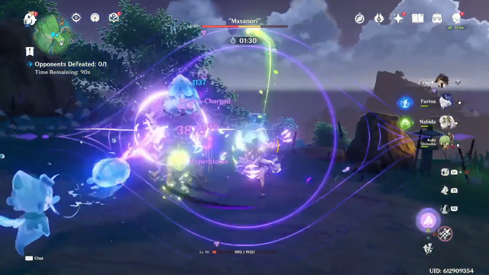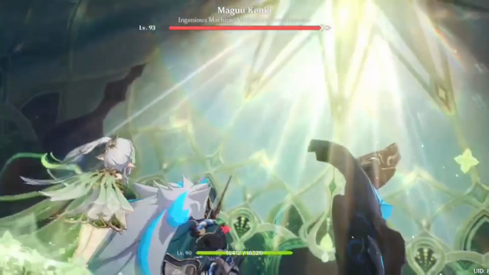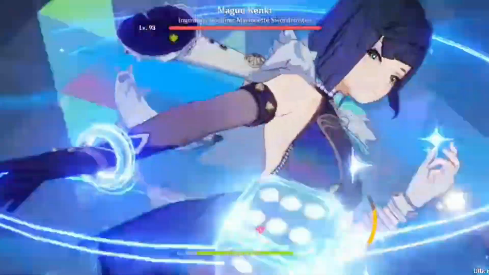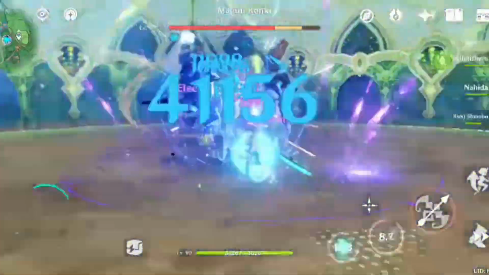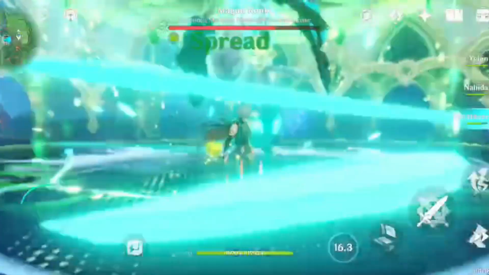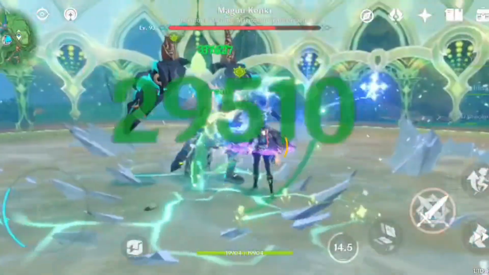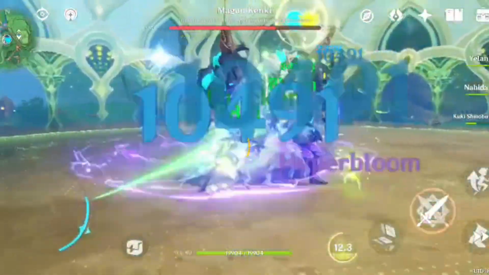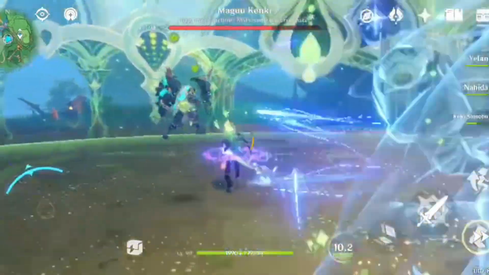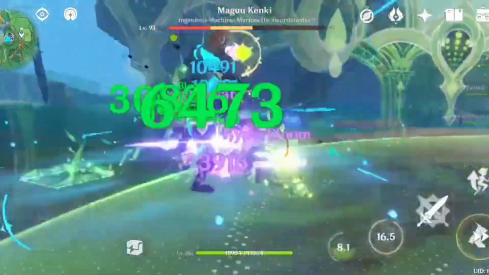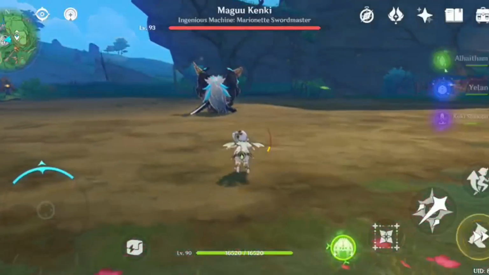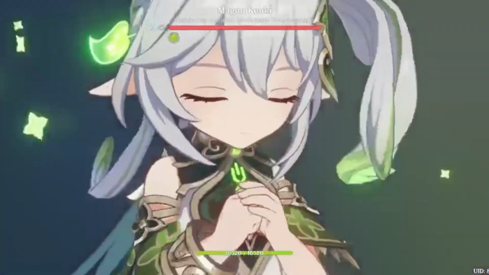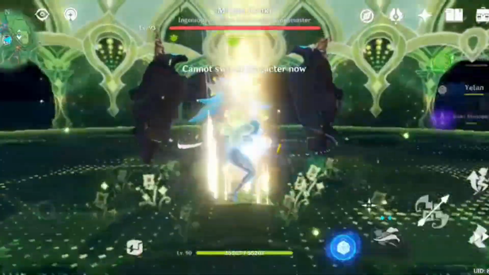Now, if you're using a Dendro DPS in Quickbloom instead of Electro, things are a bit different. In an Alhaitham Quickbloom team, the team comp has to be Alhaitham, a second Dendro unit, an Electro Hyperbloom trigger, and your Hydro applier. The biggest difference between how Quickbloom with a Dendro DPS works compared to Electro is, as explained earlier, while Aggravate counts are not directly tied to Quicken uptime, spread counts are. If you lose Quicken, you lose spreads.